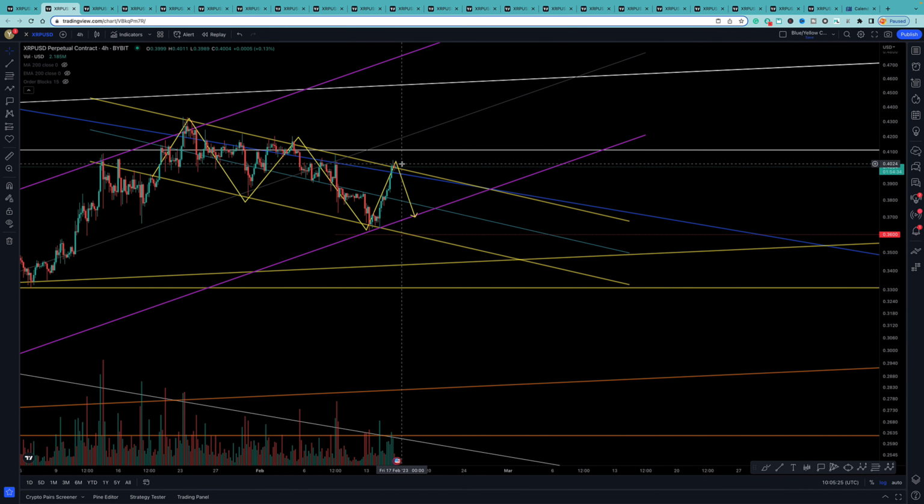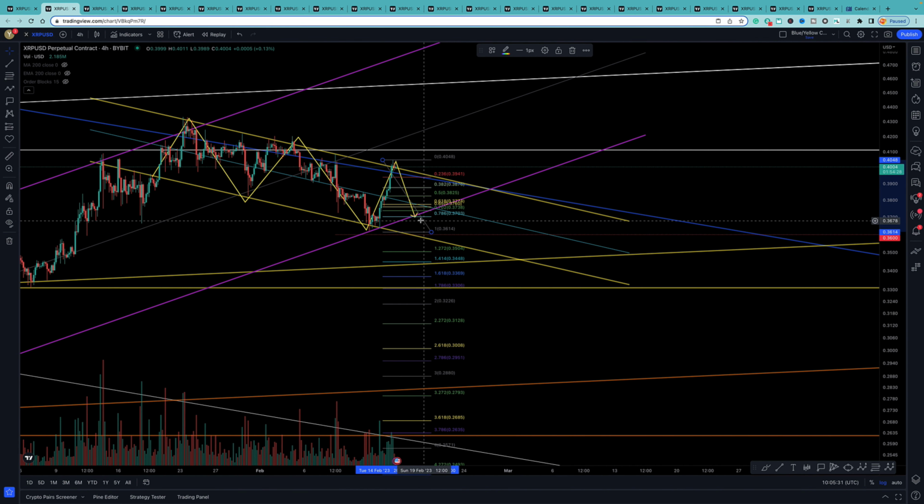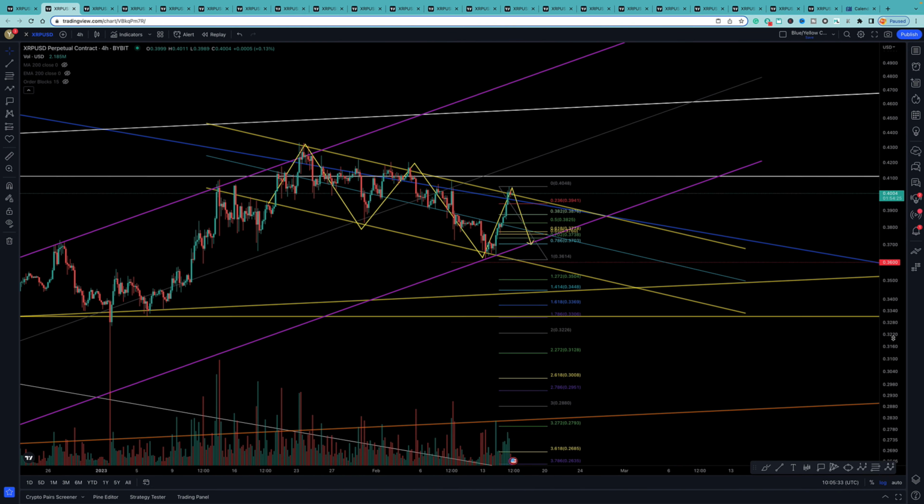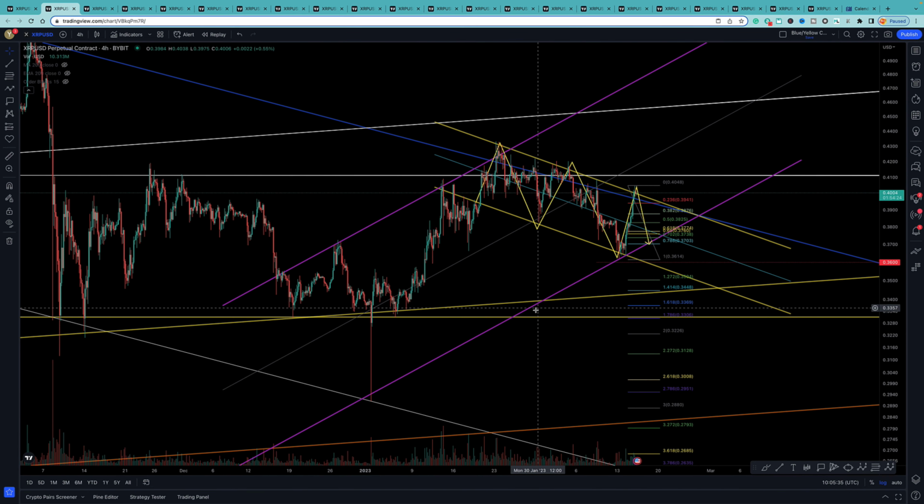So what I'm looking for is a short. Again, let's just stick the fibs on here, and a 786. The 786 would bring it back onto this purple line here, and that would give us a bounce off that. So we've got to see where it wants to go, yeah. So that's what I'm looking for. A short here, probably going to drag on for a day or two before it happens. After that, we're going to get a little bounce.